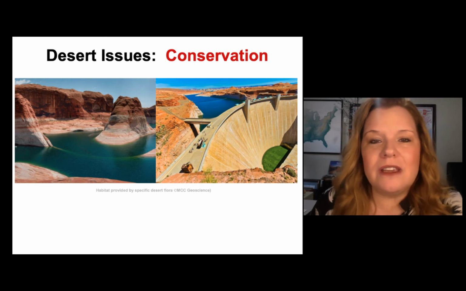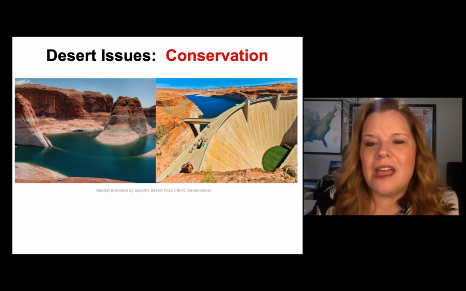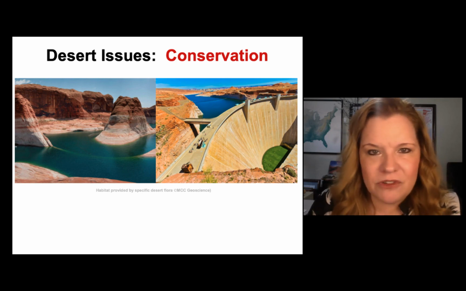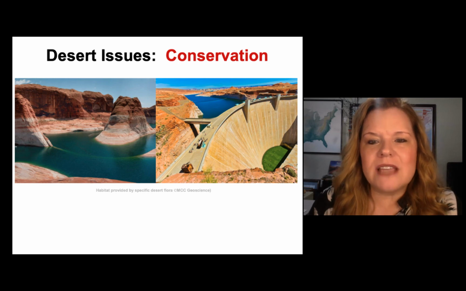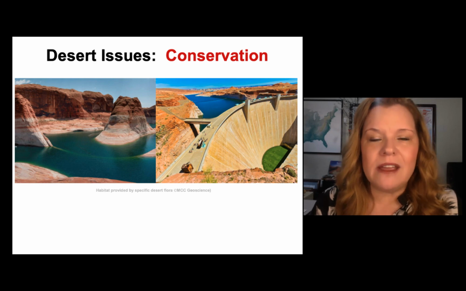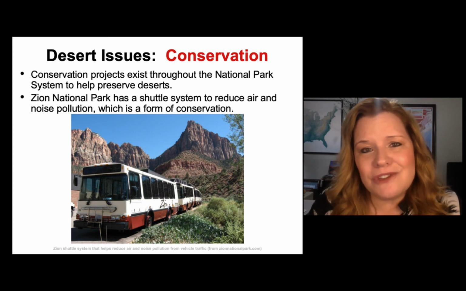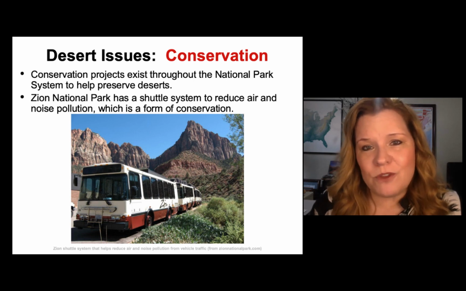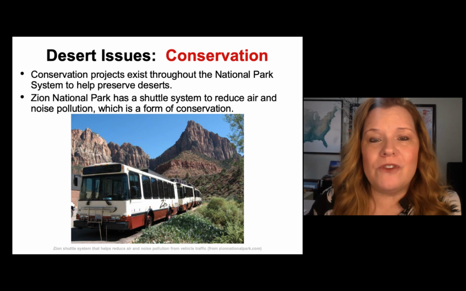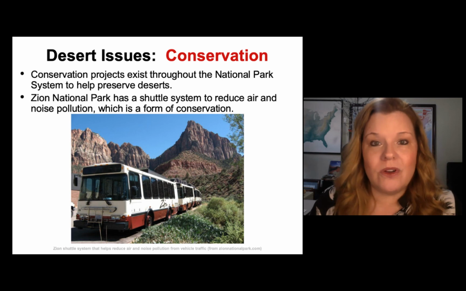On the right, you see Glen Canyon Dam, and on the left, you see Lake Powell. And conservation of this water matters because we talked a lot about the bathtub ring. And Lake Powell's having the exact same issues as Lake Mead near Las Vegas, and conservation is a part of that process to keep this area thriving and surviving. Conservation projects exist through many national parks to try to help preserve the beauty, preserve water, preserve the land for the enjoyment of people, and protection of habitat for the desert biome.